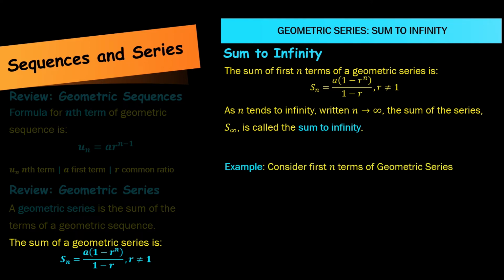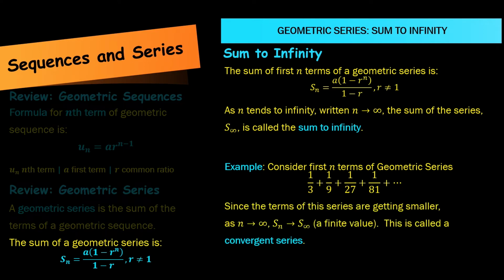Now let's consider another example. Consider the first n terms of the geometric series, a third plus a ninth plus a 27th plus 1 over 81 plus, and so on. Since the terms of this series are getting smaller, we have that as n tends to infinity, s subscript n tends to a finite value, s subscript infinity. This is called a convergent series.